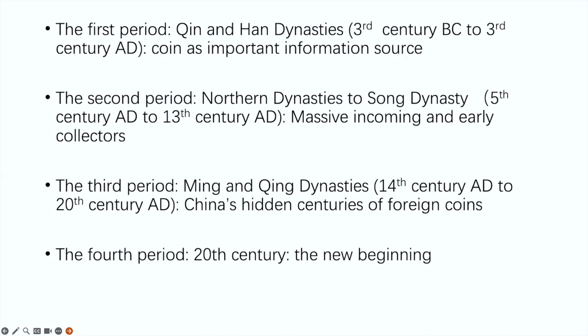The third period is the Ming and Qing Dynasty, which is the massive import of American silver to China. But it is a hidden century. I just borrowed the name of the BM exhibition. Why does it say hidden centuries? Because they are hidden. We can't find that many remains of those coins, because most of them, 90%, were melted down. And the fourth period is the new beginning of numismatic study. So let's start.